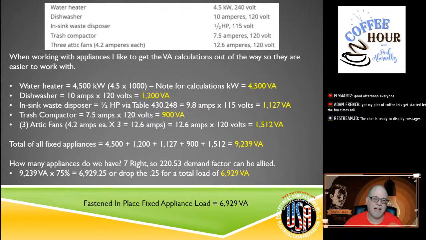So we take that 9,239 VA times 75%. And verify me. Times 0.75 is 6,929.25. I'm going to drop that 0.25 because 220.5(B) says I can. So I am. So that is going to be 6,929. So that is my appliance contribution. Write that down.